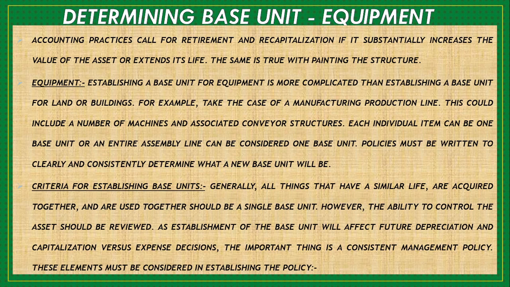Equipment. Establishing a base unit for equipment is more complicated than establishing a base unit for land or buildings. For example, take the case of a manufacturing production line. This could include a number of machines and associated conveyor structures. Each individual item can be one base unit or an entire assembly line can be considered one base unit. Policies must be written to clearly and consistently determine what a new base unit will be.